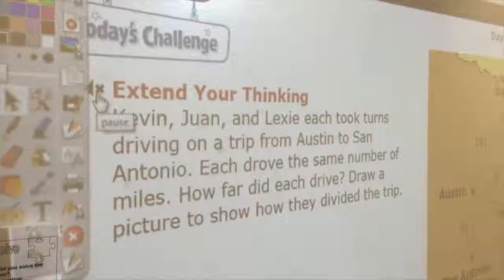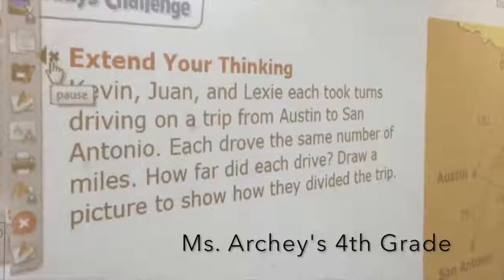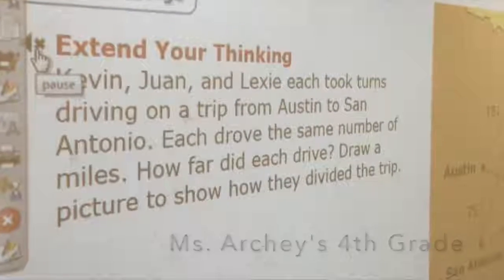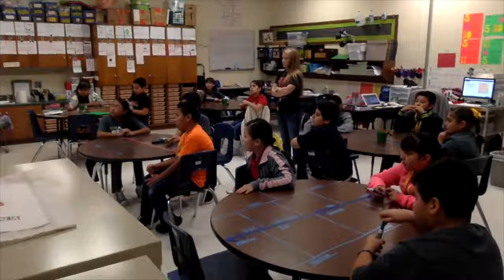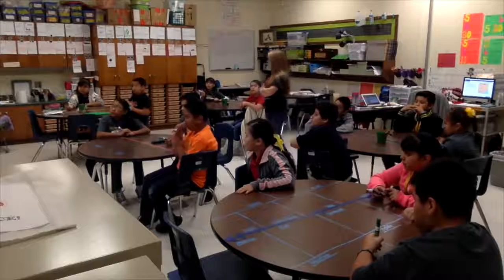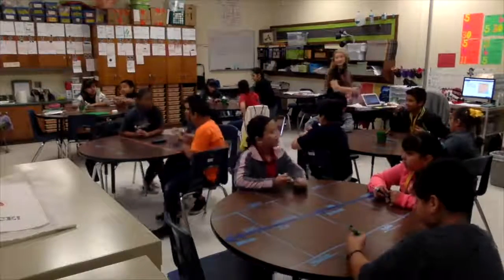Kevin, Juan, and Lexi each took turns driving on a trip from Austin to San Antonio. Each drove the same number of miles. How far did each drive? Draw a picture to show how they divided the trip. All right, work with your partner. I'm going to give you about 7 minutes to solve this.